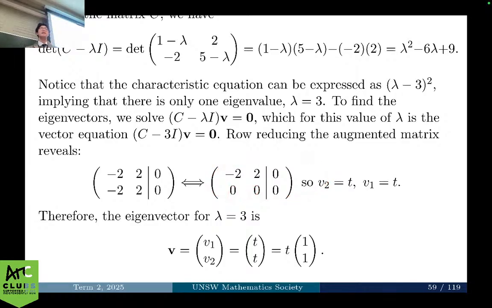This implies, when we are trying to find V1 and V2, where our eigenvector is V equals V1, V2, that we can see immediately that V1 equals V2. But this 0, 0, 0 row tells us that V1 and V2 can take any value, so we just let it equal some constant, t. Thus we can conclude that our eigenvector for the eigenvalue lambda equals 3 is V equals t(1, 1). Are there any questions about that?